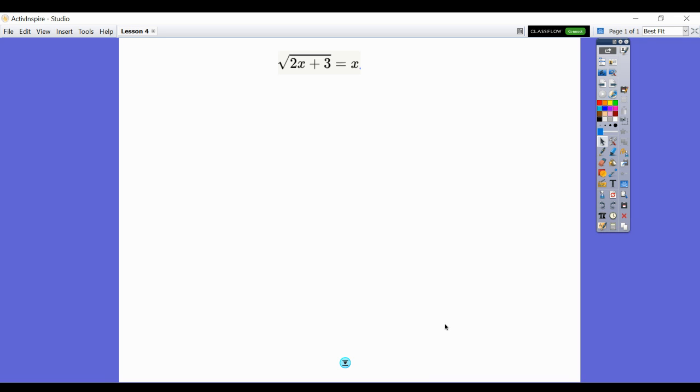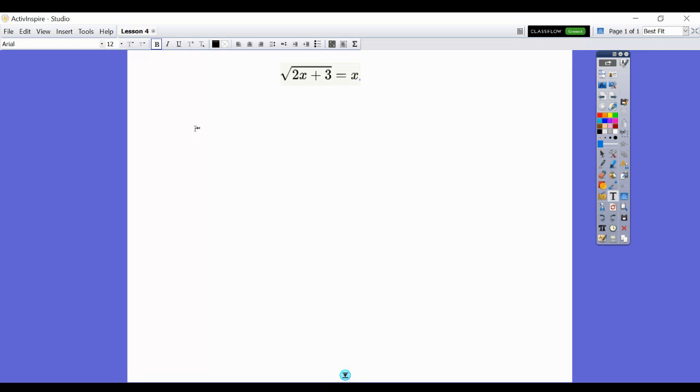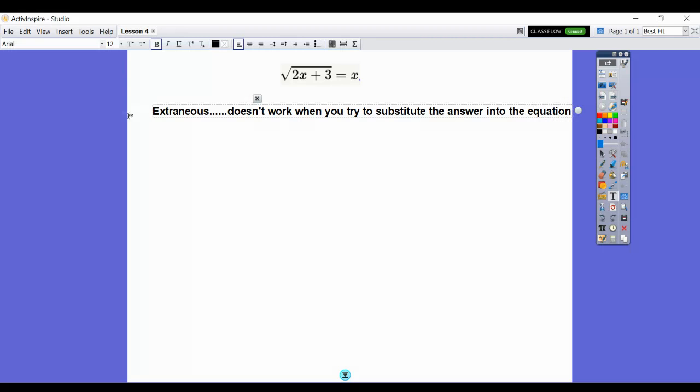One of the things this lesson talks about is something called an extraneous solution. An extraneous solution basically means it's an answer that you get when you solve the math, but when you try to substitute it into the equation, it doesn't actually work. So I'm going to briefly go through how they algebraically solve the problem, step by step.